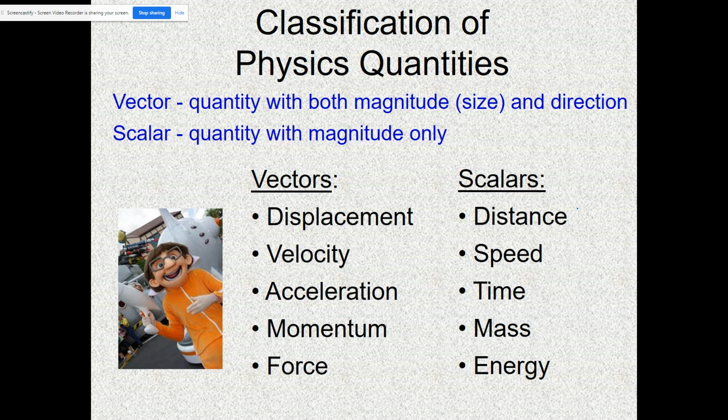Let's start off by reviewing the vector versus a scalar. Vectors are quantities with both magnitude and direction. So there's got to be a number and a direction. And the direction could be positive or negative, depending on if it's up or down, or right or left. Or you can just put in a direction word. A scalar is a quantity with magnitude only. Examples of vectors would be displacement, velocity, acceleration, momentum, and force. Scalars, quantities that don't have direction, would be distance, speed, time, mass, and energy. You'll probably agree with me that time has no direction.